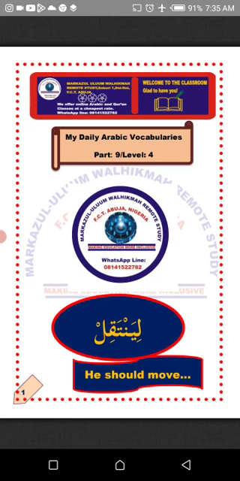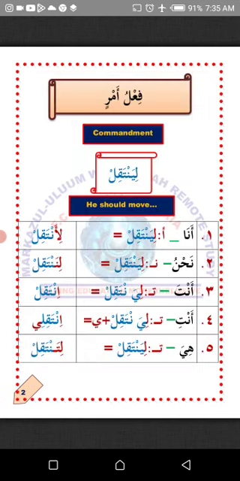Happy listening. We are going to learn from this lesson how to change the Arabic verb liyantakil to suit some certain pronouns in Arabic. Fi'il amr, commandment. We are going to learn how to instruct others in Arabic to do something using different forms of verbs. The question is, how do we change the verb liyantakil to suit the pronouns below?